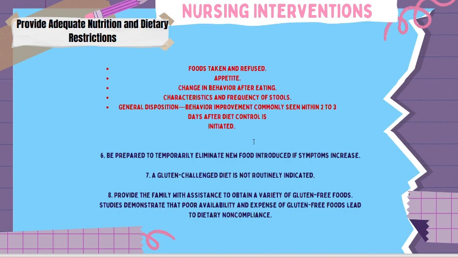So, number 8, provide the family with assistance to obtain a variety of gluten-free foods. Studies demonstrate the poor availability and expense of gluten-free foods led to diet non-compliance. So, it is important for the family to provide gluten-free food to prevent disease progression.